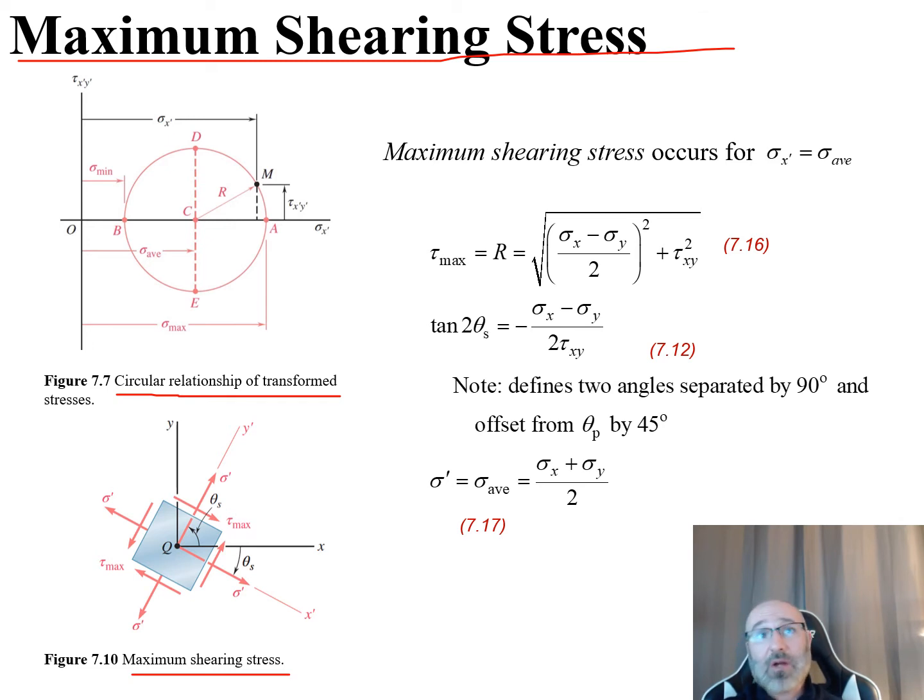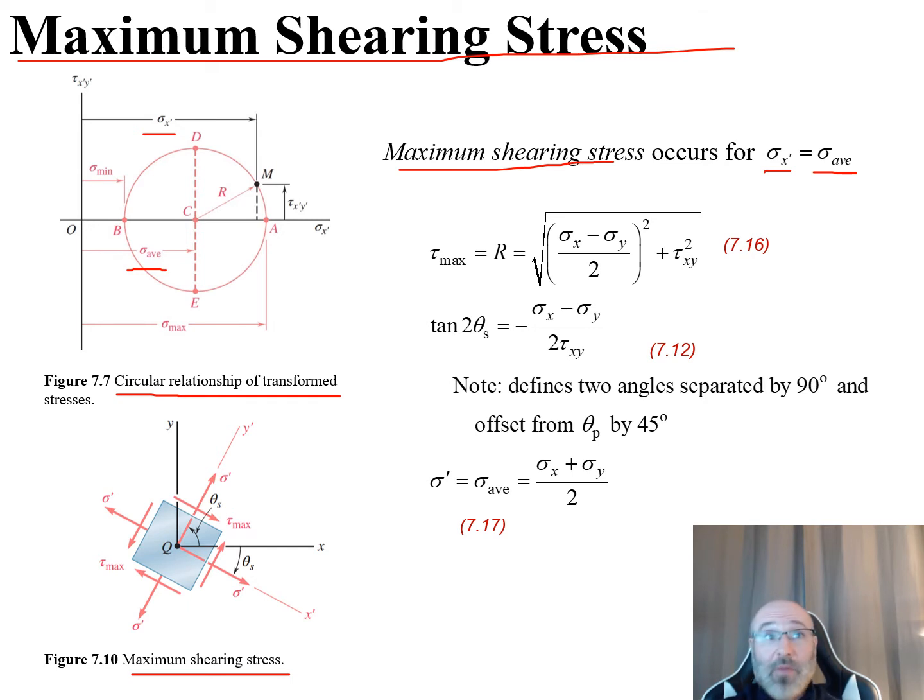So the thing to note right here is that our maximum shearing stress is going to occur for our sigma x prime equal to our sigma average right there. So if we look back at our diagram for that right there, this is our sigma x prime, and this is our sigma average right there. So how would these be equal to each other? So that's what we got to think about. What relationship do we need for those two to be equal to each other?